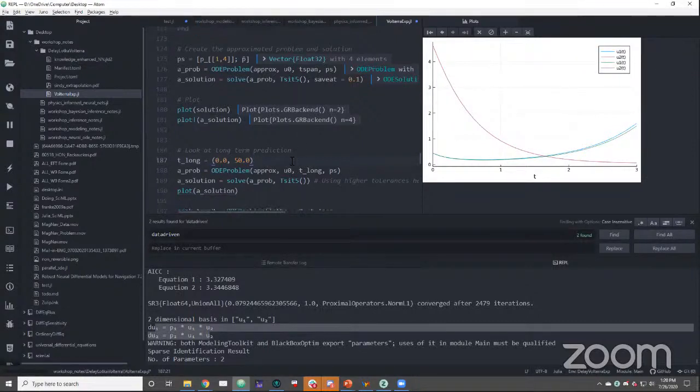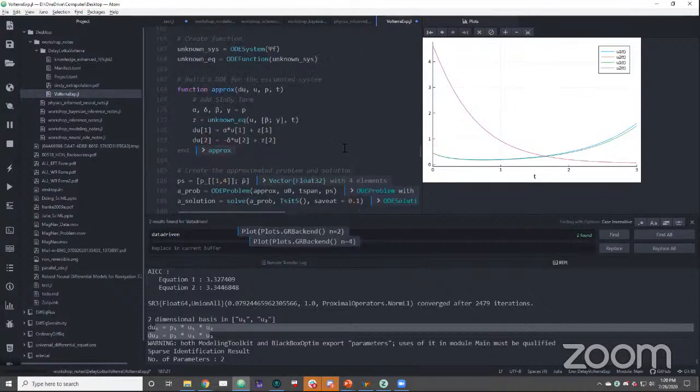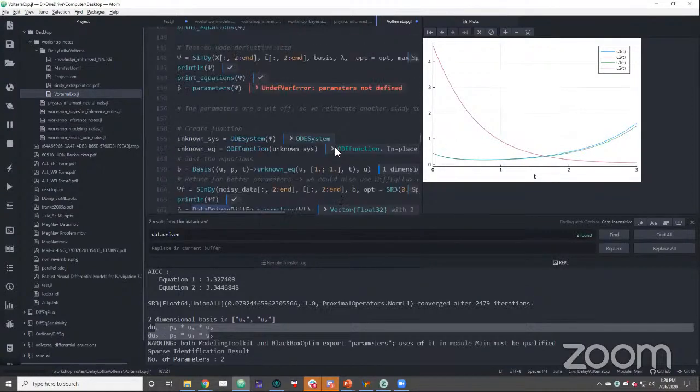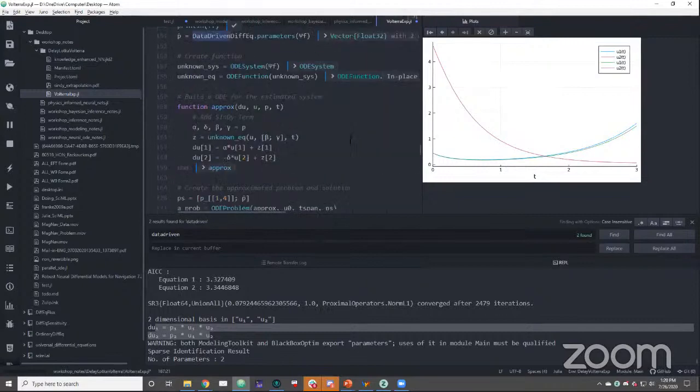Chris, there's a question with regard to fitting this. Gabe says, I missed why this version of SInDy worked. Why does fitting the neural network work better than directly trying to learn from the data?